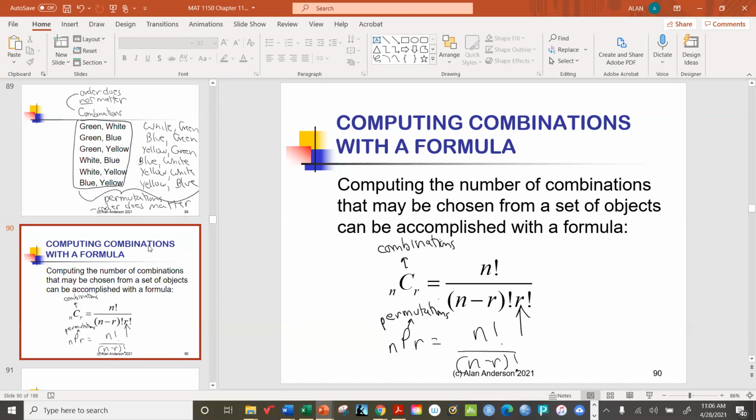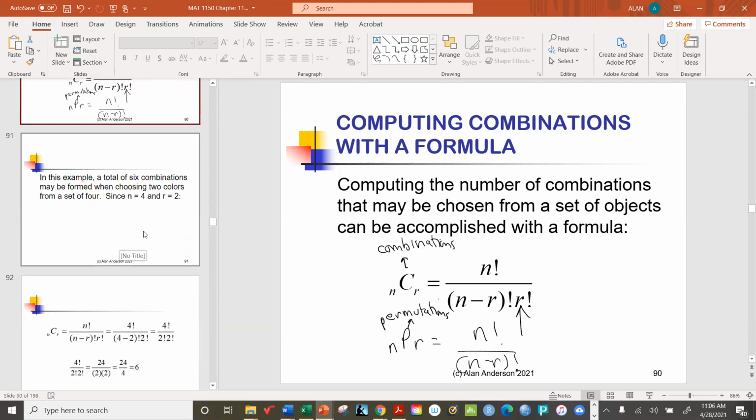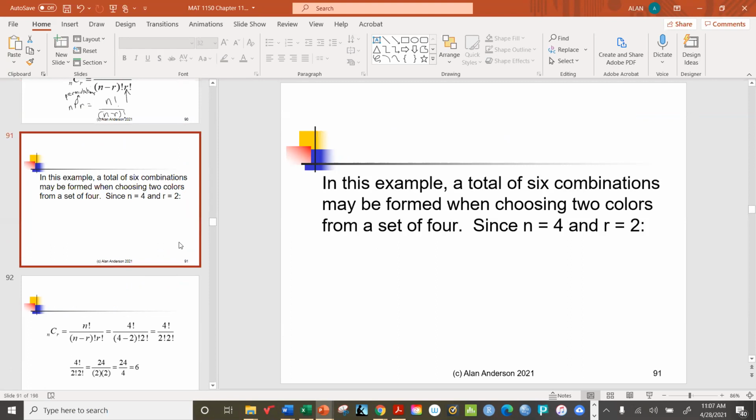All right, so let's do an example of this. So with the house example, remember n was 4, and 4 paints to choose from, and we picked 2 of them. So in that case, n was 4 and r was 2. So let's plug in the numbers and let's see what happens. Remember too that we wrote out a list and we saw that there were 6 combinations of colors that we could potentially choose.